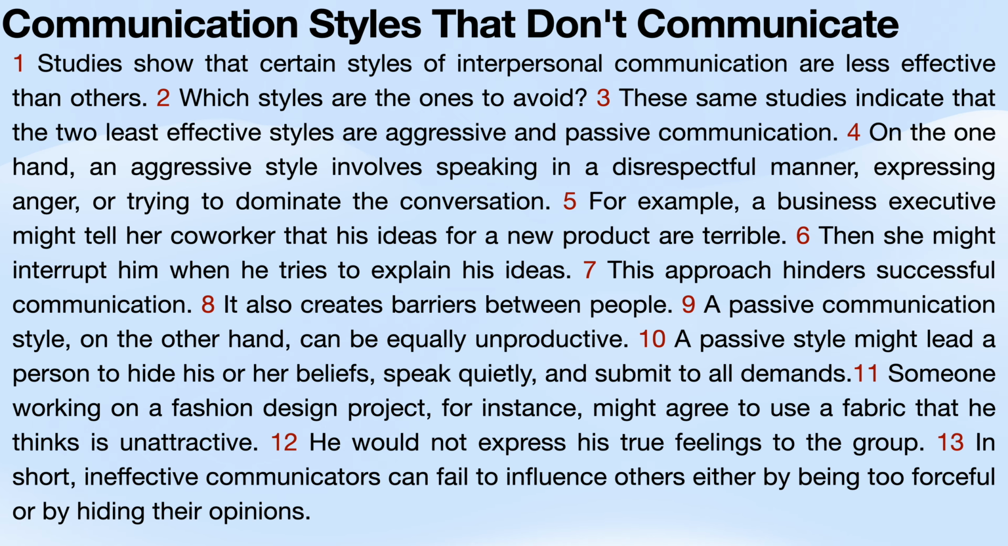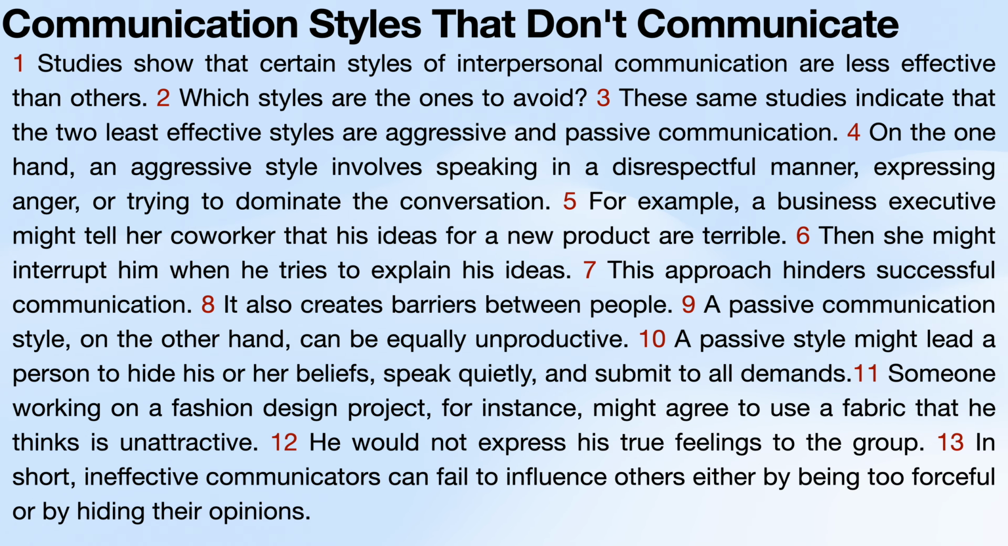Communication styles that don't communicate. Studies show that certain styles of interpersonal communication are less effective than others. Which styles are the ones to avoid? These same studies indicate that the two least effective styles are aggressive and passive communication. On the one hand, an aggressive style involves speaking in a disrespectful manner, expressing anger, or trying to dominate the conversation. For example, a business executive might tell her coworker that his ideas for a new product are terrible. Then she might interrupt him when he tries to explain his ideas. This approach hinders successful communication. It also creates barriers between people.